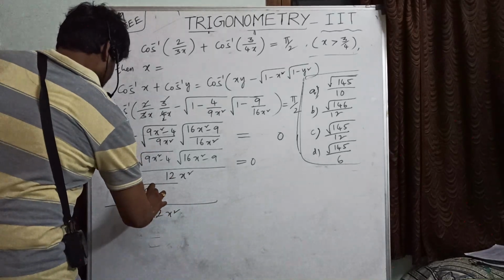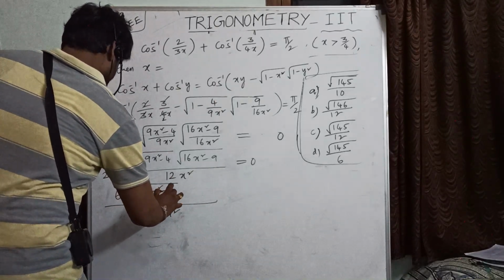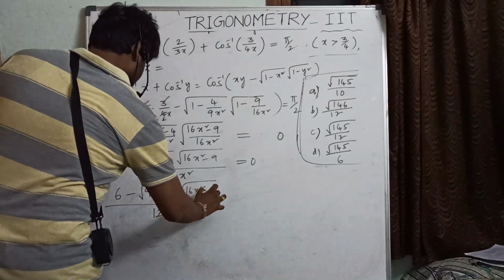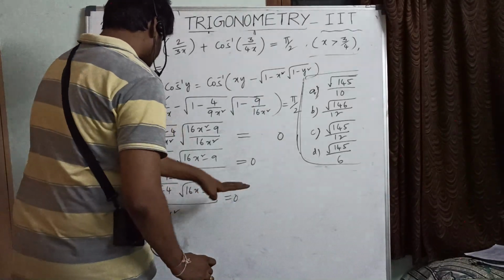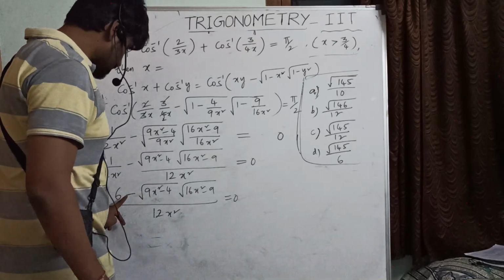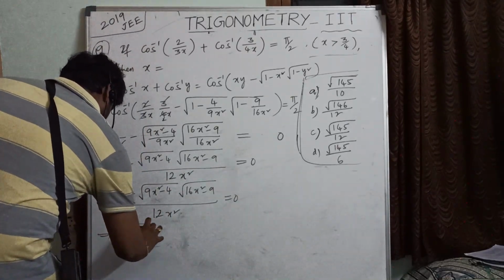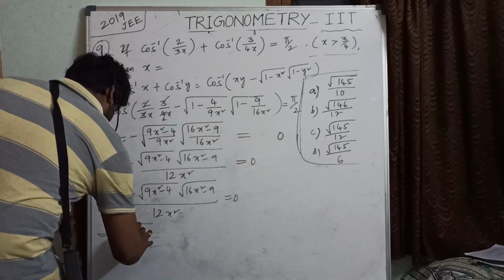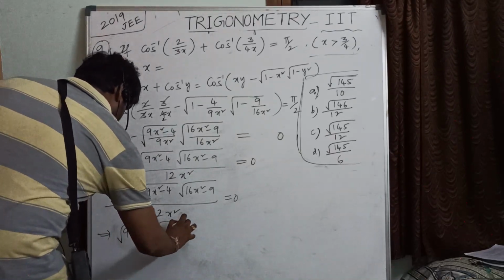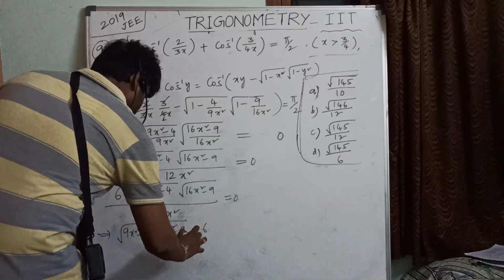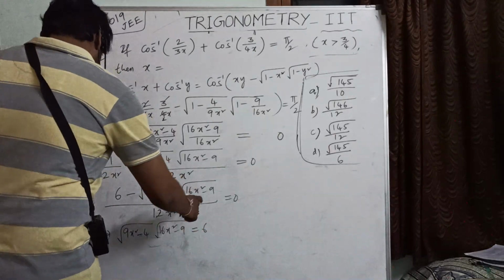This will be as it is, 9x square minus 4 root of 16x square minus 9 equal to 0. This will go there, 0. Okay, so now 6 this one goes there. So what will you get here? Root of 9x square minus 4 into root of 16x square minus 9 equal to 6. Squaring on both sides here. So what will you get?